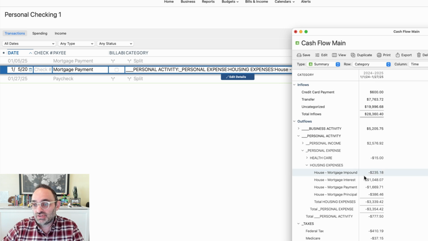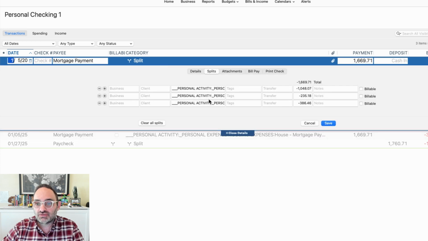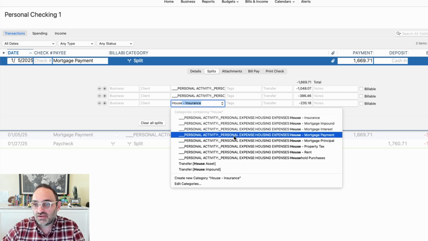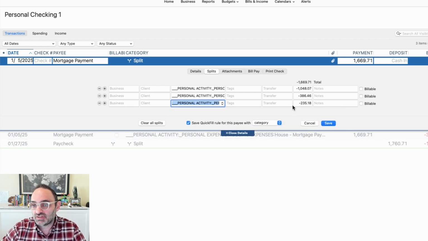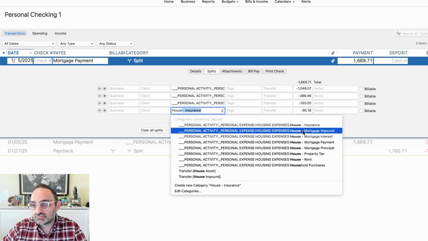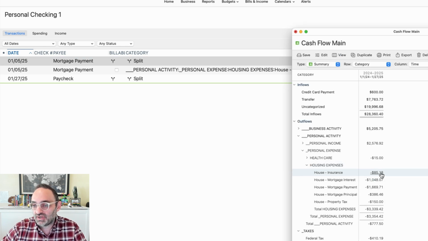So we could have actually said, instead of doing this mortgage impound, I could have taken that split. We could get rid of that impound. They call it escrow, and I call it impound. And if we knew, say, for example, that $150 of that escrow payment went to property tax, and the rest went to insurance, I could do the split that way, and now I would have a breakout for insurance and property tax.